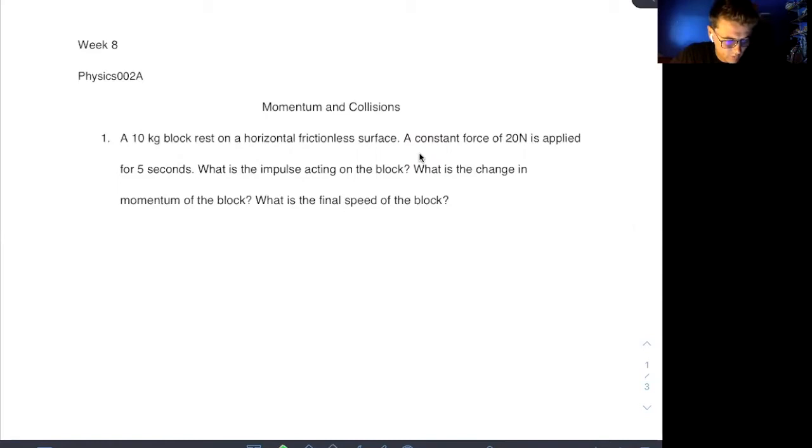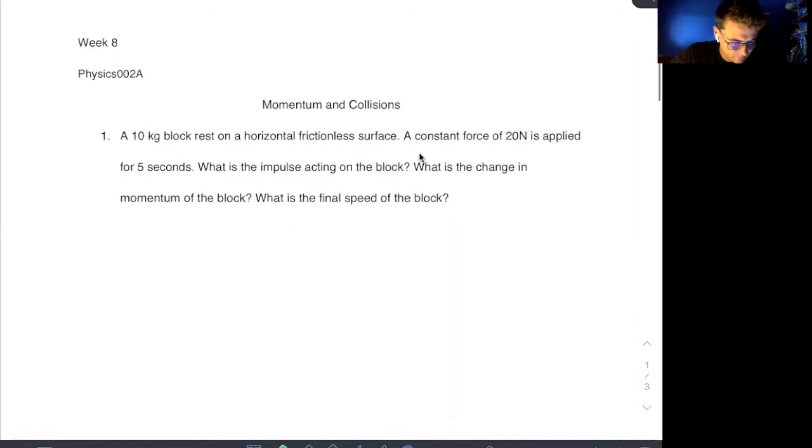This week we went over momentum and collisions. There are a couple of practice problems, just like every week. I'm posting this a little late, or at least the answer is a little late. I was a little busy this weekend.